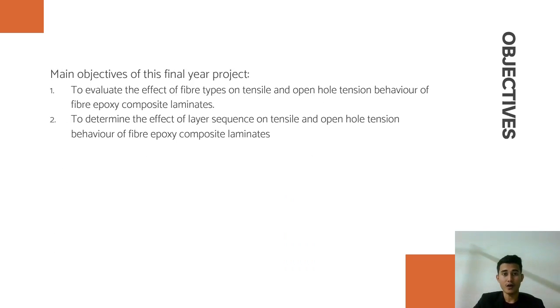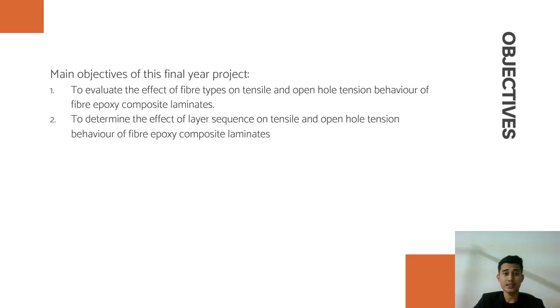The main objective of this final project, number one, is to evaluate the effect of fiber types on tensile and open hole tension behavior of fiber epoxy composite laminates. As illustrated earlier, we will cover the study of tensile strength upon the open hole of natural and synthetic fiber. The synthetic fiber includes carbon fiber, glass fiber, and Kevlar fiber. As for the natural fiber, it includes kenaf, jute, hemp, and flax.